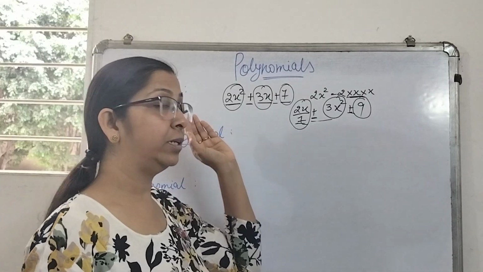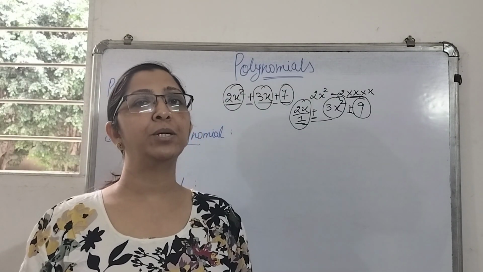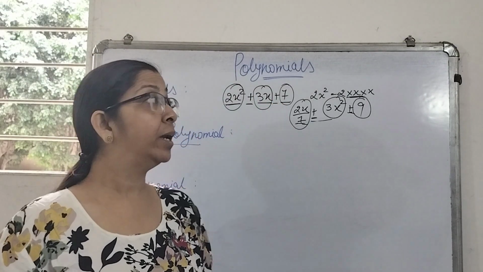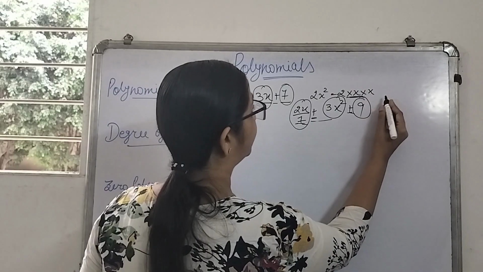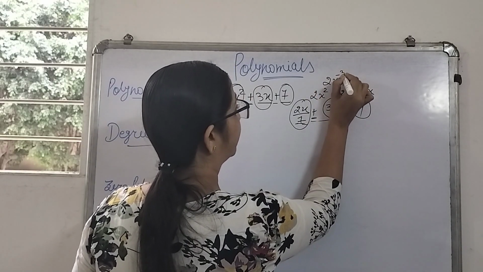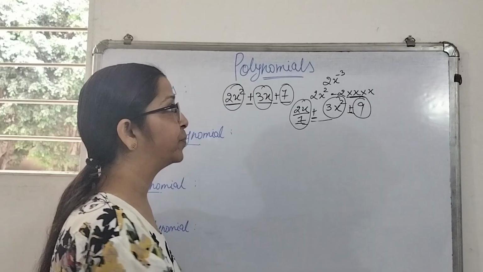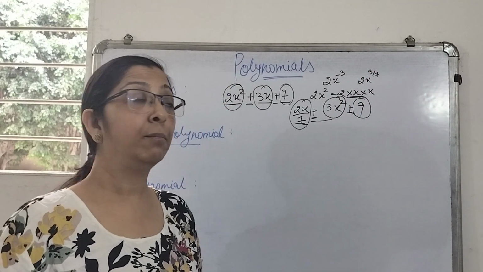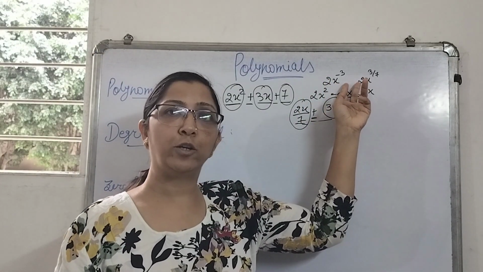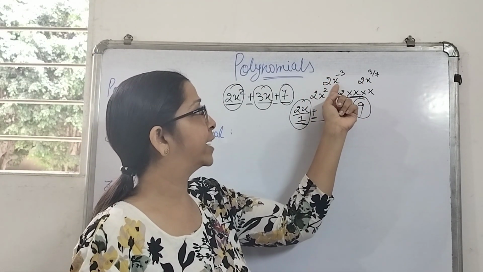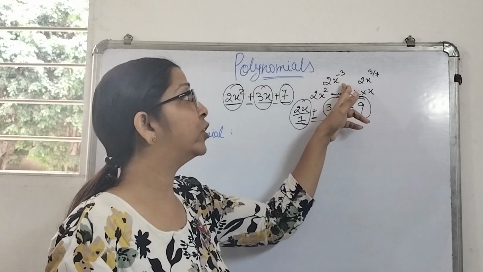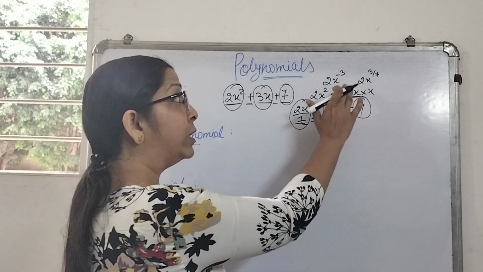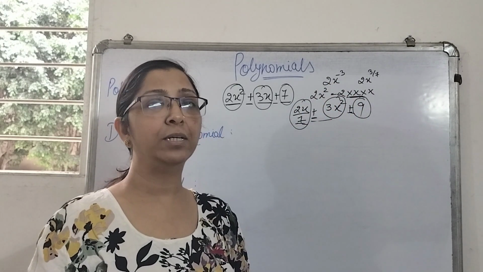Now what is a polynomial? A polynomial is a specific type of algebraic expression where the exponent of the variable is a whole number. In an algebraic expression, the exponent could be different: 2x raised to the power minus 3 is an algebraic expression, and 2x raised to the power 3 by 7 is also an algebraic expression. But these are not polynomials. Whenever the exponent of the variable is negative or a fraction, it is not a polynomial. It will be an algebraic expression, but not a polynomial.